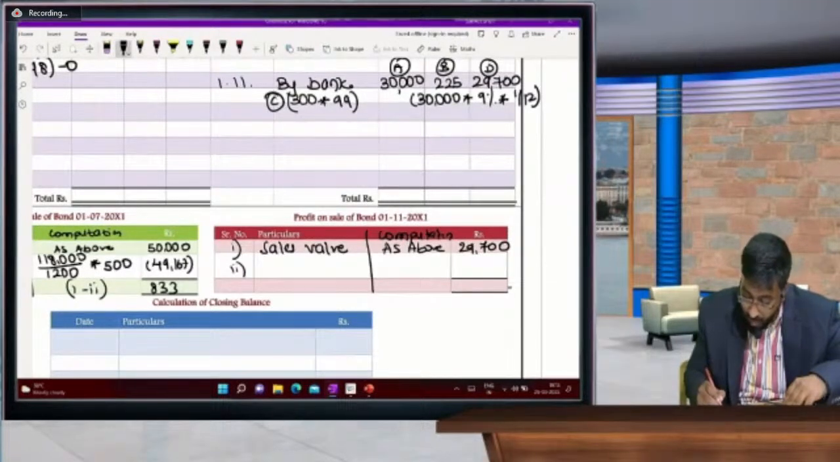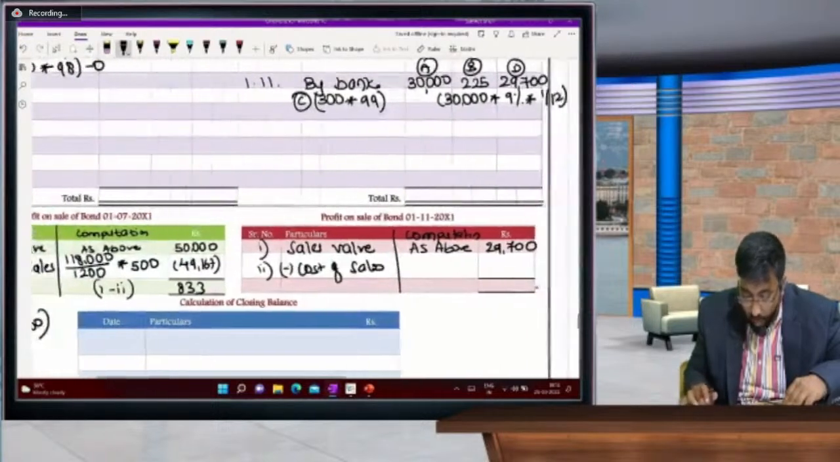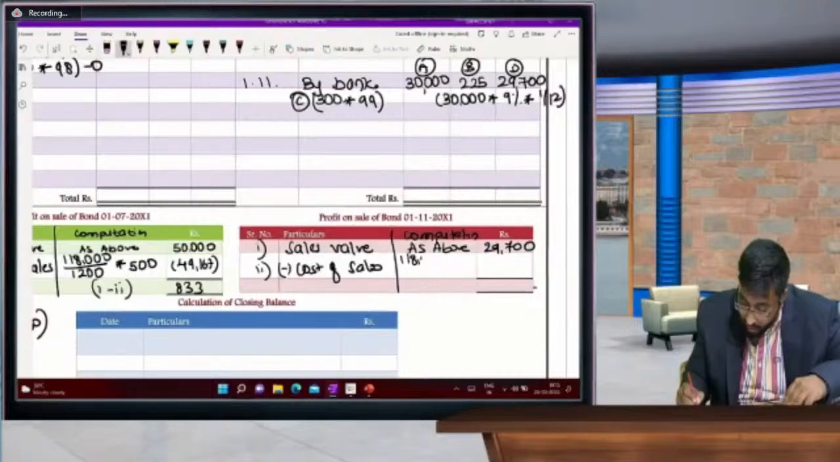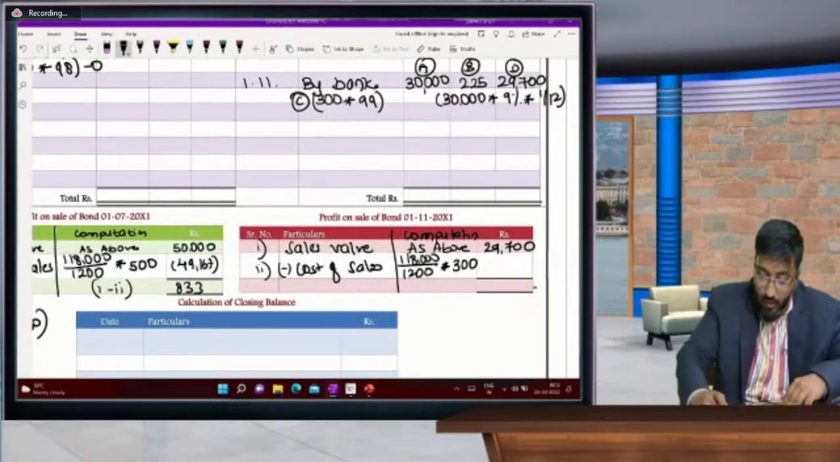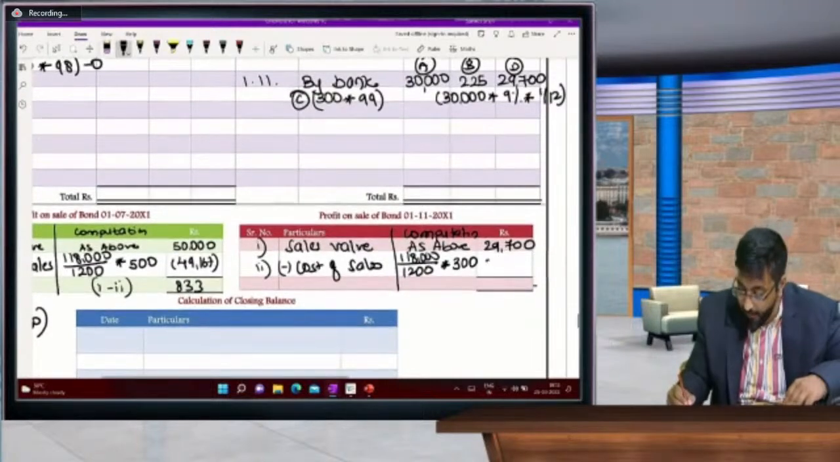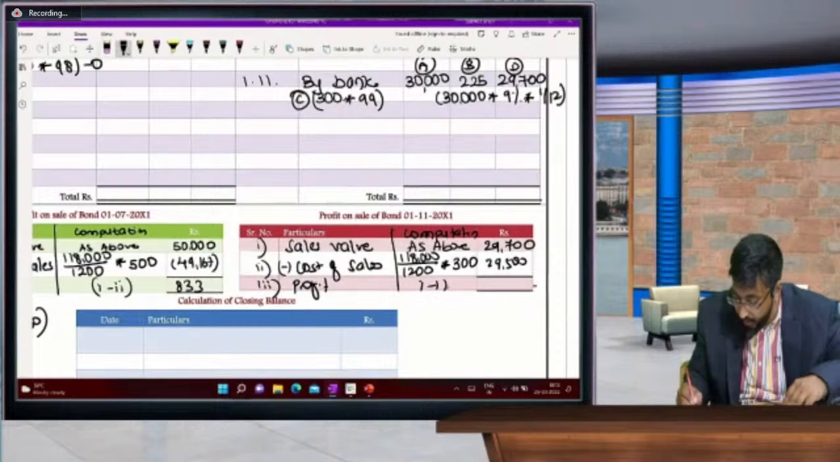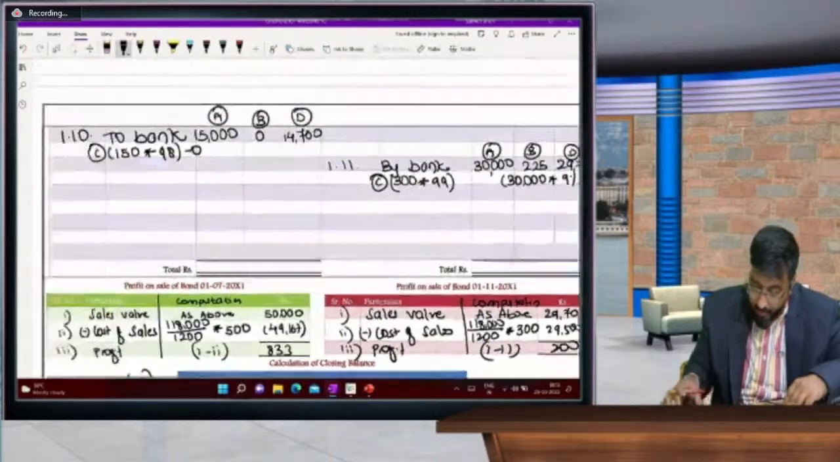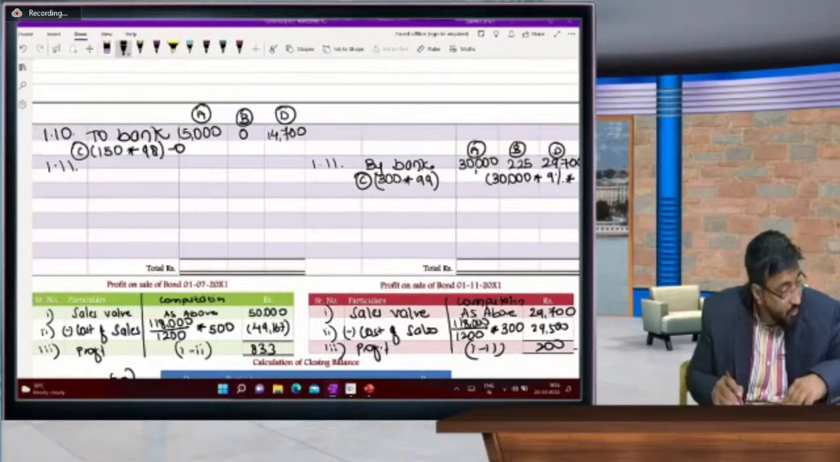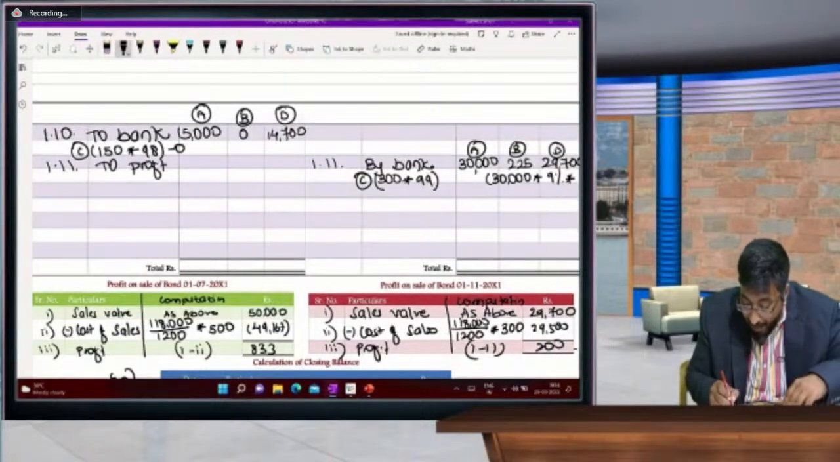29,700. Roman 2. Cost of sales. Beta, now same na, from first lot only you sold it. So 1,18,000 divided by how many debentures? 1,200. And how many debentures you sold, beta? 300. So 1,18,000 divided by 1,200 into 300, 29,500. So what is the profit? So profit on the same line, you are going to write it on the debit side, 200. So you are getting it now? To profit, beta, you have to do practice of this. 200. This is working note 2.